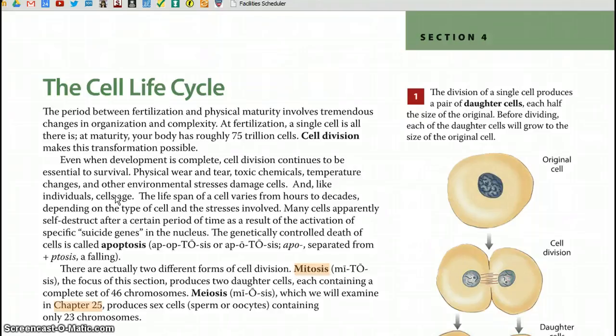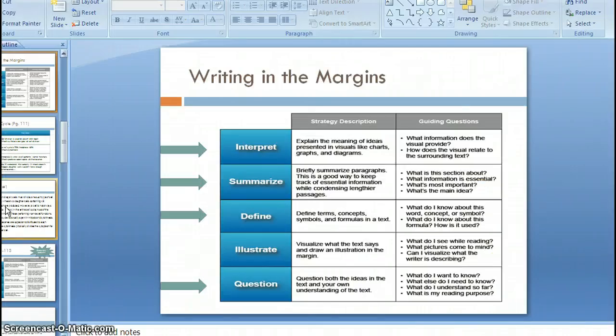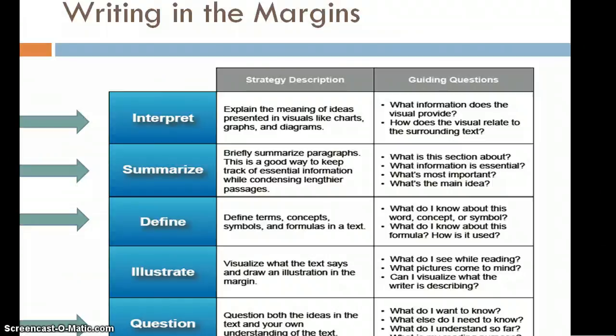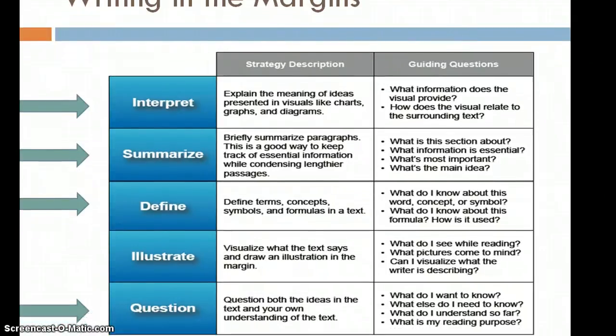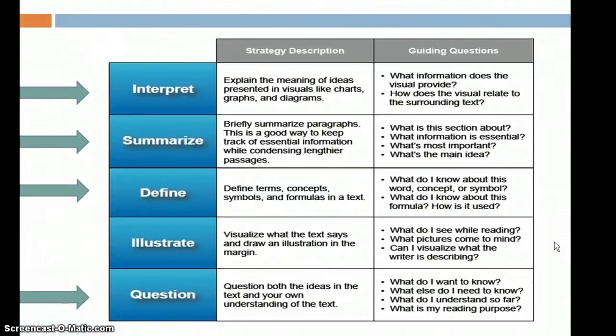So I'm going to actually show you how I would do this, and I'm going to be working with page 111 in your Visual Anatomy textbook. But before we do that, let's actually look at the strategy and how we use it. Alright, so as you can see, here we are for the writing in the margins strategy.